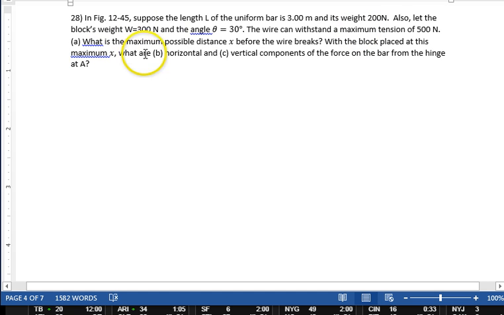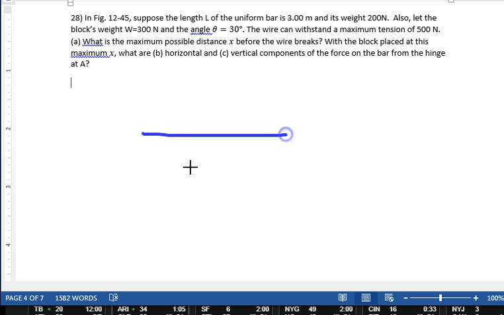Okay, so we got a 200 newton bar, we got a 300 newton box. The angle the wire makes is 30 degrees, and the wire breaks at 500 newtons, so the question is, what is the maximum possible distance x before the wire breaks? Okay, so 3 meters, right? X is the distance out to the box. The weight of the beam itself is going to be at the 1.5 meter mark.